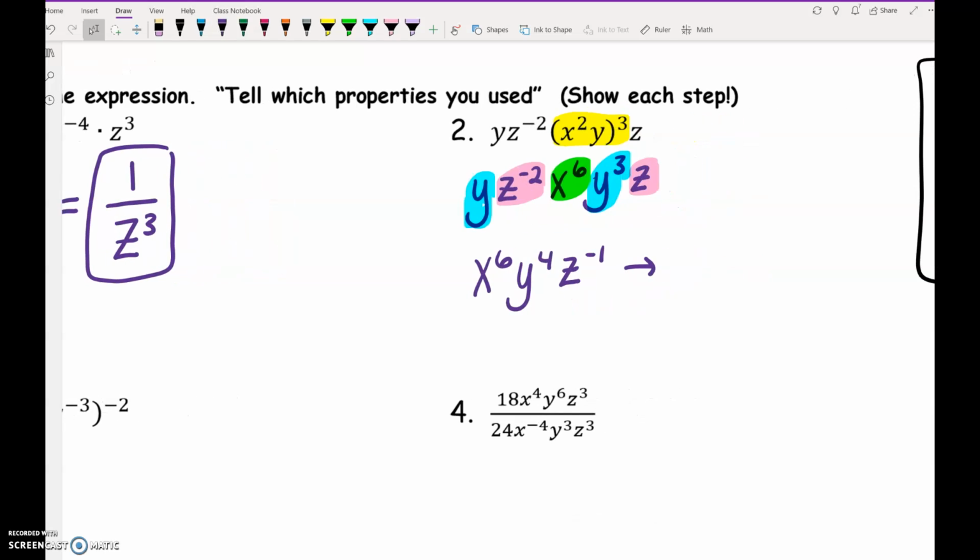The important thing here is that negative exponents move. Only the thing with the negative exponent is going to move. So x to the 6th and y to the 4th are going to stay on the top. Z to the 1st goes on the bottom. And you don't really need to write the exponent of 1, but I certainly won't count it wrong if you put an exponent of 1 on the z.